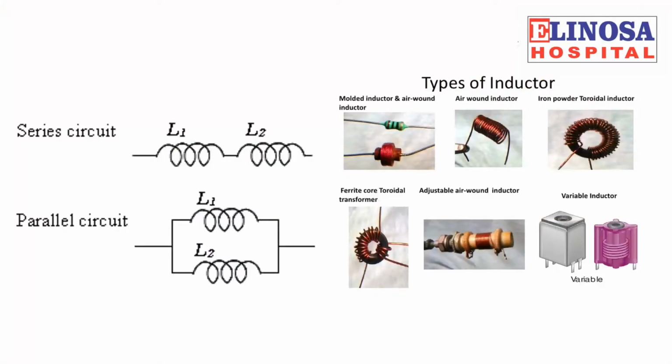So two concepts we have discussed. One is the concept of capacitor and inductor. The most important one is the capacitor when compared to the inductor from an exam point of view. Here you can see a series circuit with an inductor, again a series circuit with an inductor, and a parallel circuit. Different types of inductors that we use have been shown in this diagram, like molded inductor, air wound inductor, iron powdered toroidal inductor, ferrite core inductor, variable inductor, etc. This is just for your understanding. No need to study any of those names, to be frank.